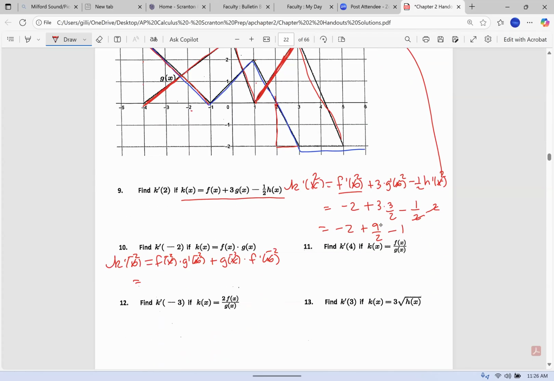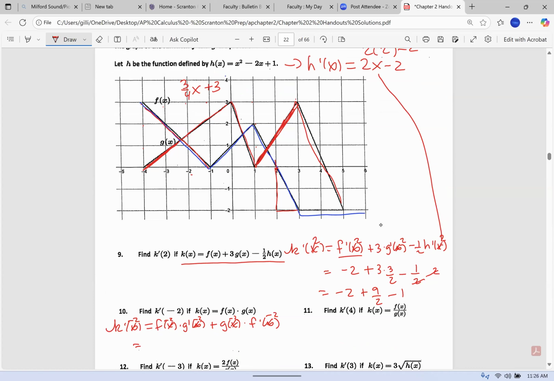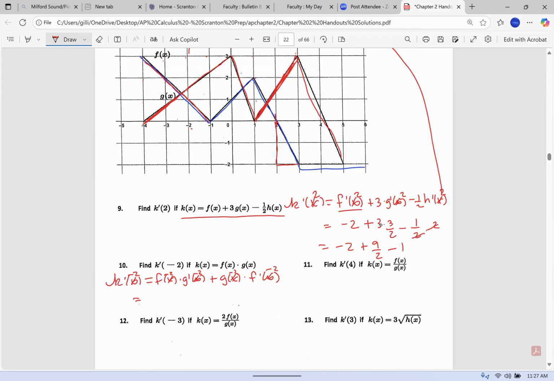I need here f at -2, which is this blue line right here. And I need to figure out that line's equation. Oh, wait a minute. No, I'm in the wrong direction here. That's g. I keep interchanging those.